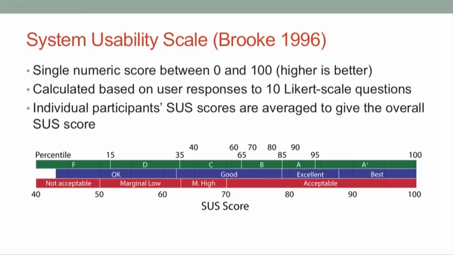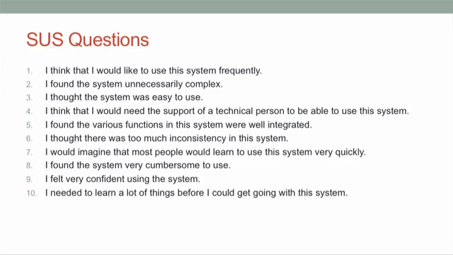If you're getting an 80, you're in the top 15% of systems, and that's quite a good score. The claim is if you get a score of 90, your system's almost viral. It's so easy to use, and it'll really, really take off. So I'll come back to this chart later in the presentation.